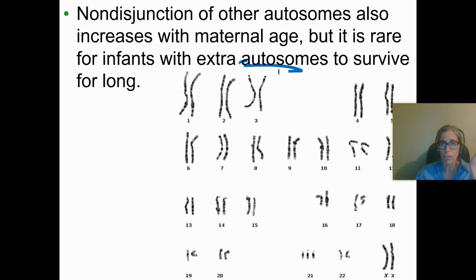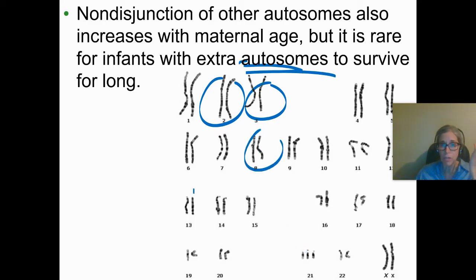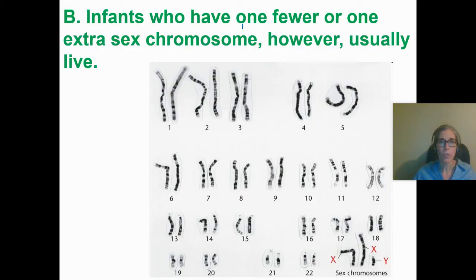Okay, non-disjunction of other autosomes also increases with maternal age, but it's rare for infants to live for very long if you have an extra autosome because these chromosomes are just much bigger. You can be born with an extra 13th, but I don't think you live super long with that. But you can certainly have the smaller chromosomes.